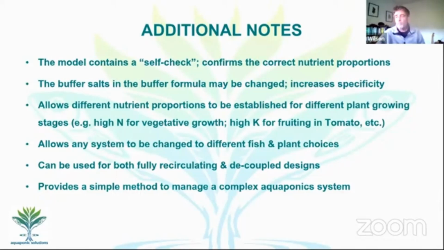And it provides a simple method to manage a complex aquaponic system. It's easy. You measure the pH every day. Everything else is done for you. You just add your specific buffer salt and you control the pH, and you know that the plants are getting the right proportions of nutrients. Now, you can also set the nutrient strength. Feed the fish more for a few days and the nutrient strength will go up. Feed them less, it'll go down. So you can do that as well.